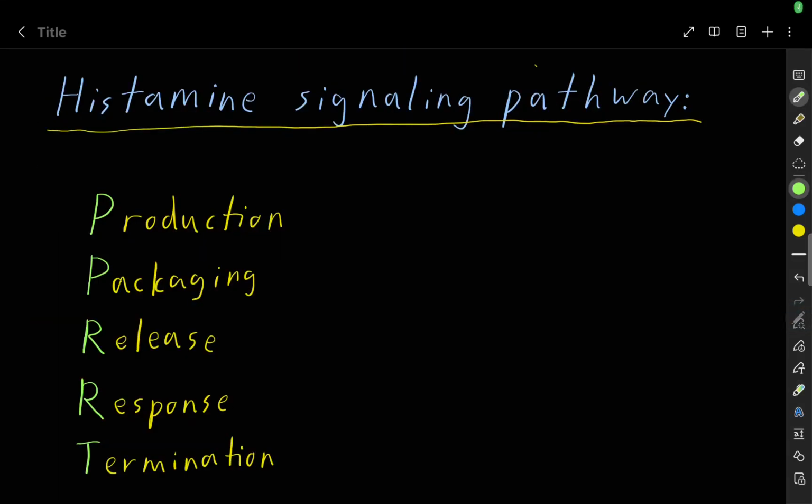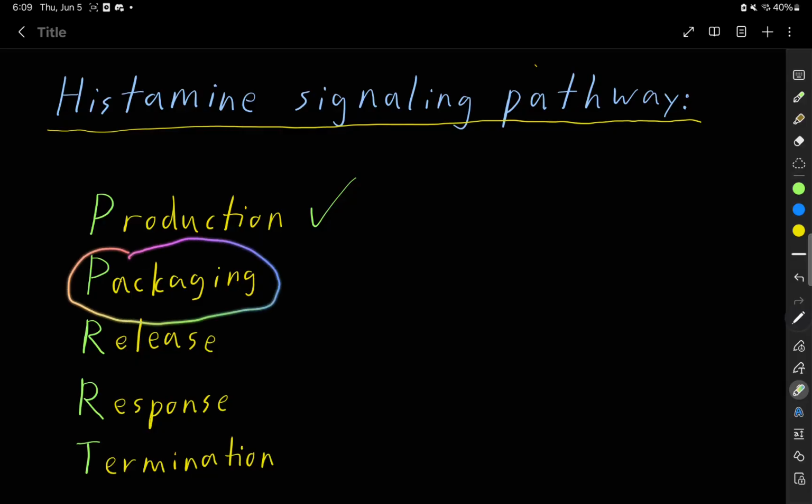Okay, so with that, we've basically covered the first stage of the cell signaling pathway. We saw how histamine can get produced. Basically, your histidine decarboxylase comes and removes a carboxyl group from your L-histidine, turning it from an amino acid into your amine, histamine. So now that histamine is produced, the next step of the signaling pathway is packaging.